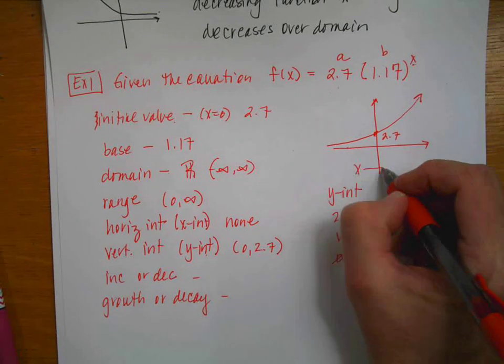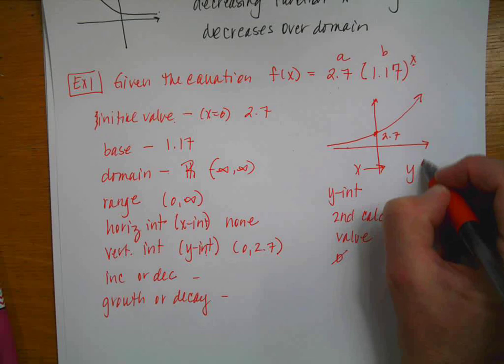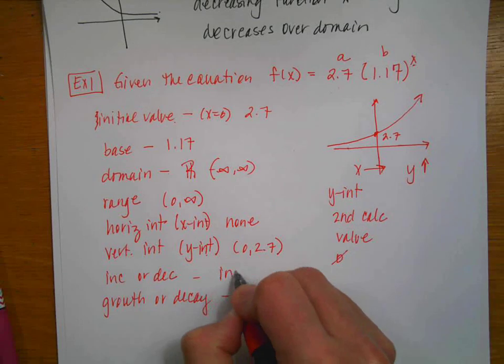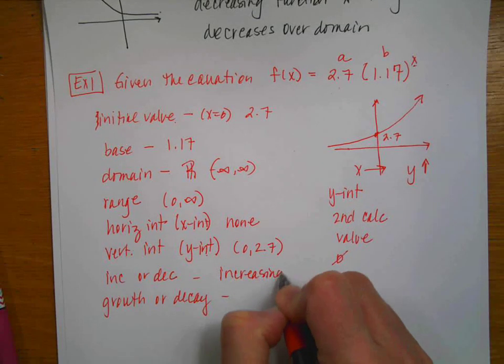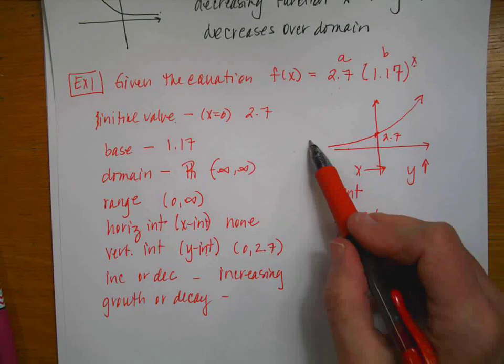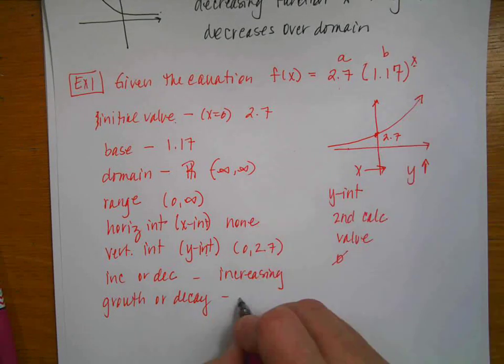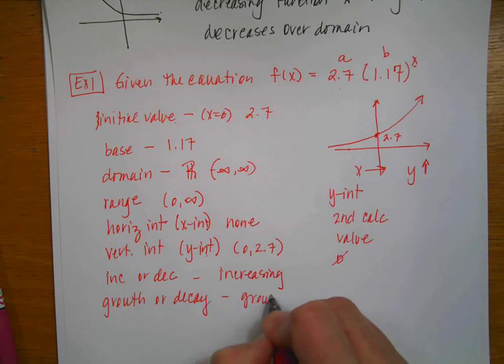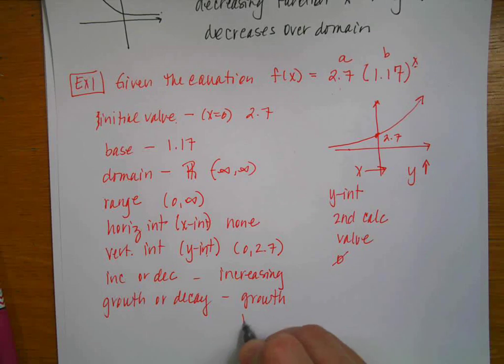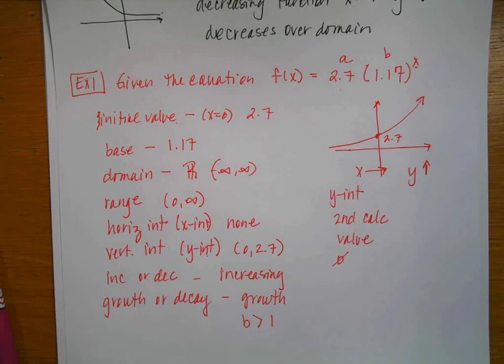For this particular function, as the x values go this way, the y values are going up, so it is an increasing function. And then because this is going up, it is a growth. And we can also say that it's growth because b is greater than 1. Okay? All right, so that wasn't so bad.